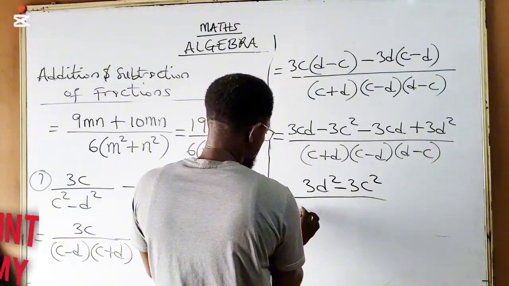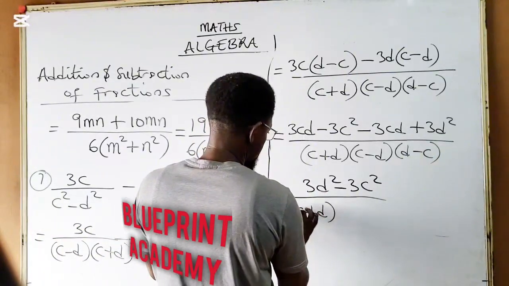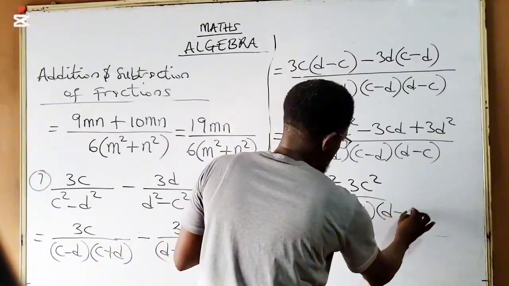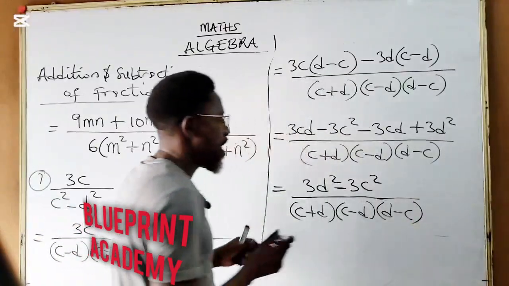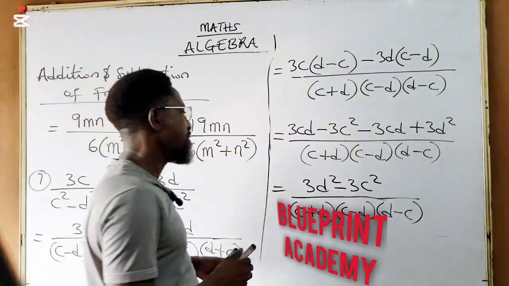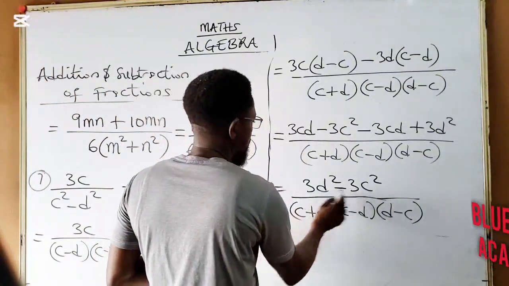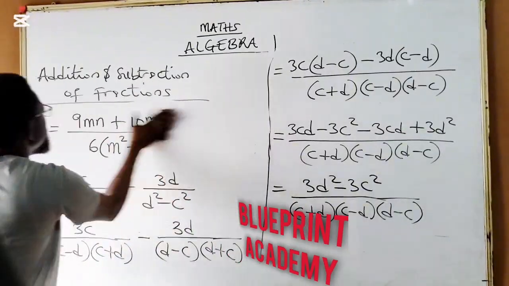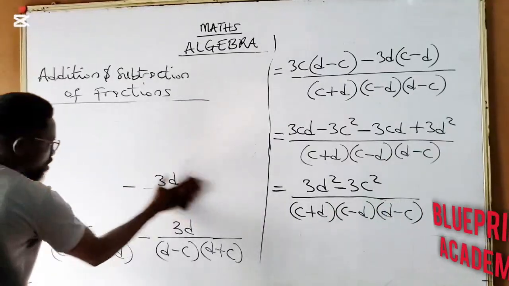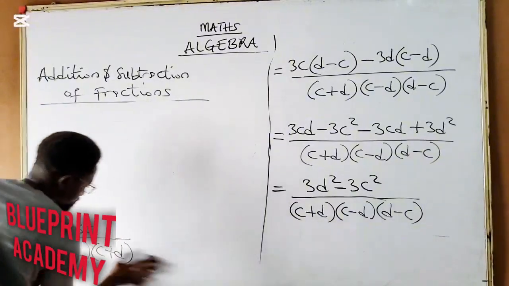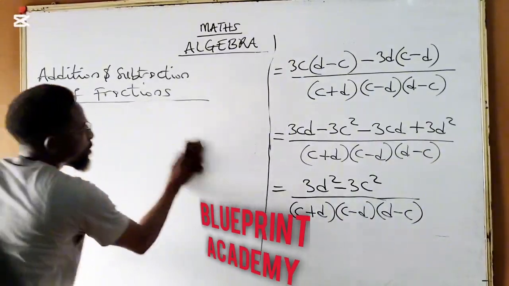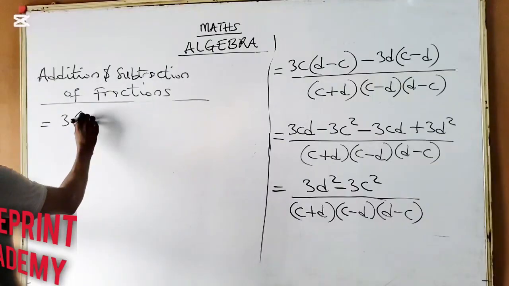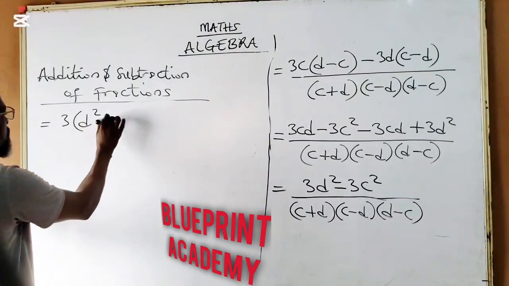So for the denominator, we have c plus d. Then here you have c minus d. Then you have d minus what? C. So let's see what we have so that we can cancel out. Here, the common factor is what? 3. We bring out 3 as a common factor. You have 3 into d squared minus c squared.